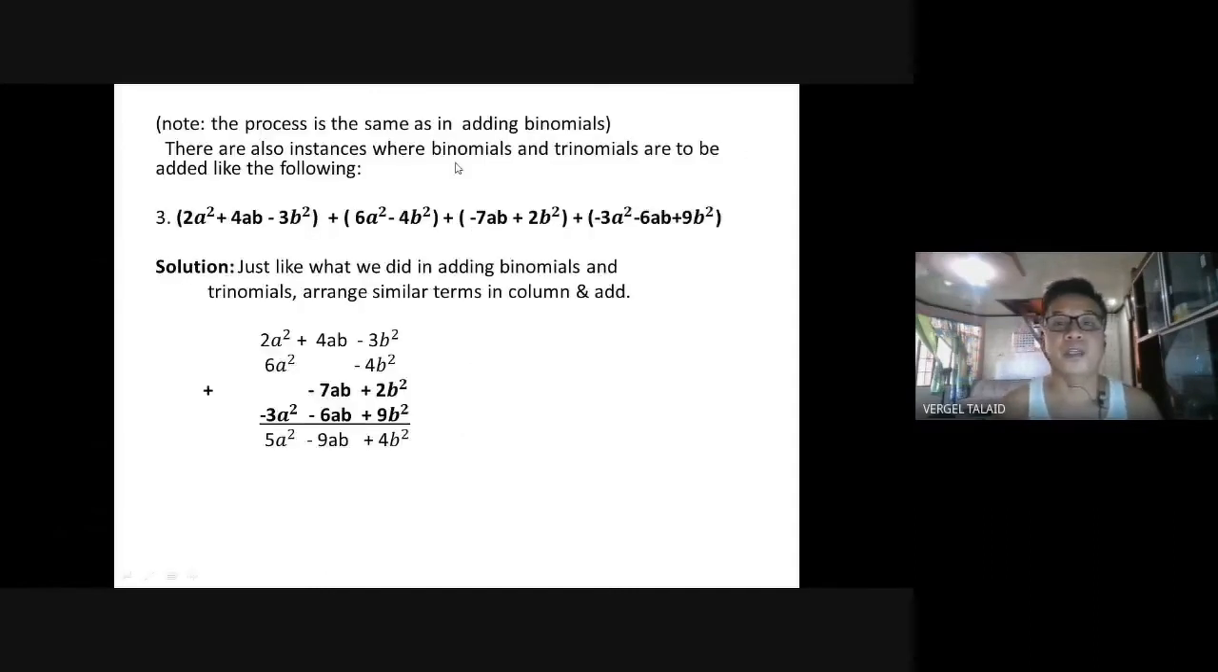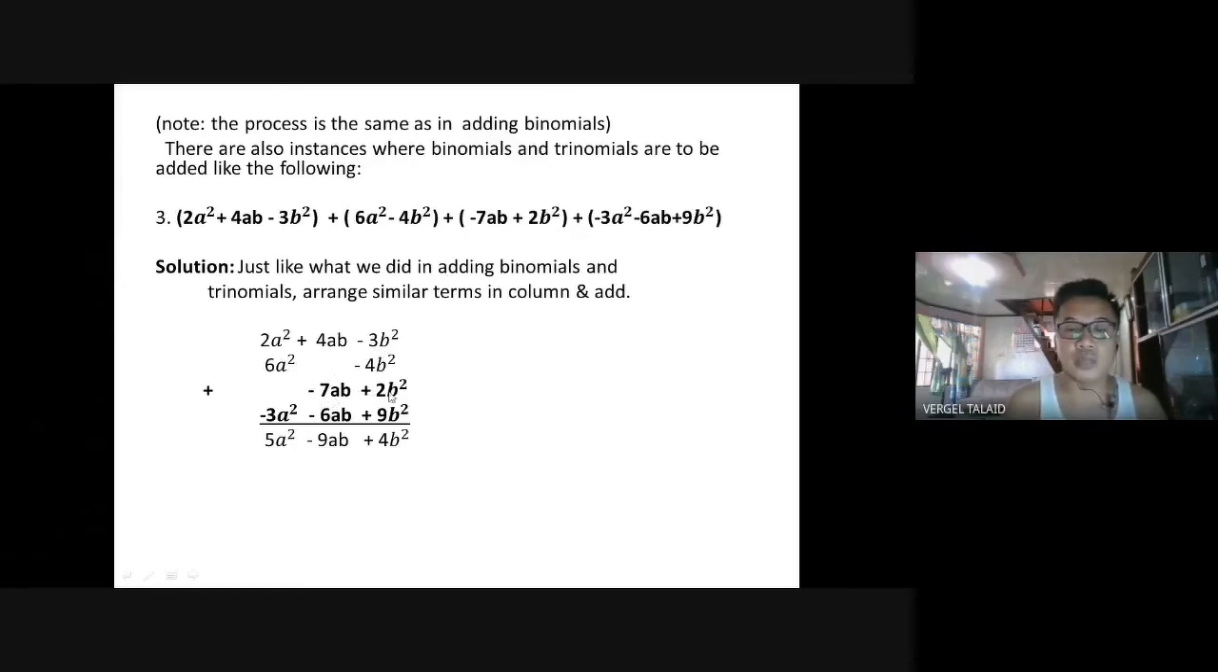Another example. We have here 2a squared plus 4ab minus 3b squared, plus 6a squared minus 4b squared plus negative 7ab plus 2b squared, plus negative 3a squared minus 6ab plus 9b squared. In this case, you just collect similar terms. So we write first 2a squared plus 4ab minus 3b squared. You are going to align 6a squared to 2a squared, and minus 4b squared is aligned with negative 3b squared. Negative 7ab is aligned with 4ab.